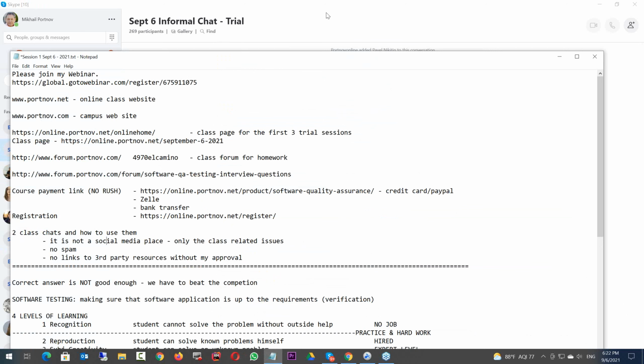It is not a social media place, okay? So it is not the place where you schmooze or do whatever you want to do. It is a property of the school, okay? Both chats are property of the school. They are created to help people in their study. So you discuss only things which are related to the study.